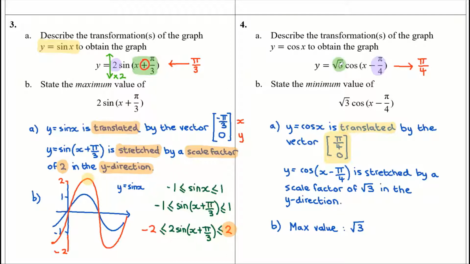And you'll know from the previous example and probably from earlier, this stretches the graph by a scale factor of whatever that constant is. So it's a scale factor of √3. Okay. Now, I've just stated the max value because I didn't read the question properly. It asked for the minimum value, which I should have read.